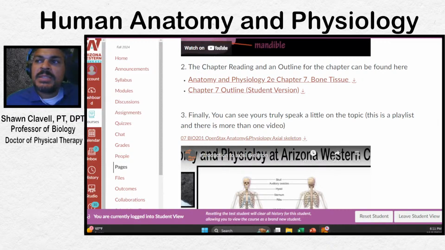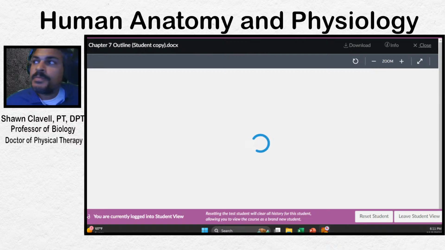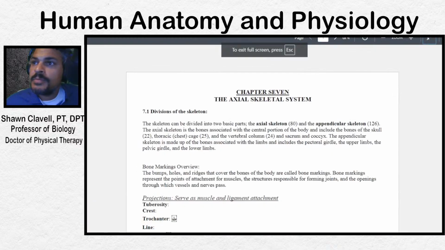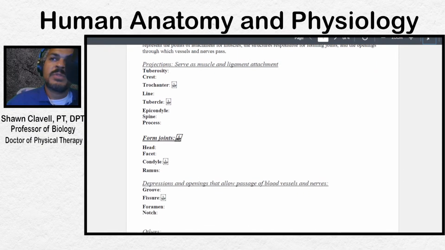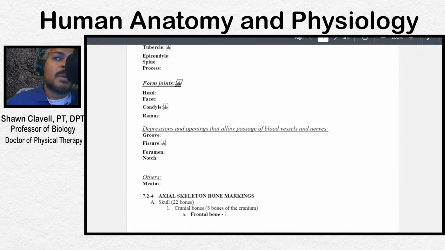So what do I say here? One of the big things that you want to identify is just go to the outline. You go to the outline here, and the first part goes over some of the projections, the different bony landmarks. Some of these names associated with bony landmarks might be helpful in the sense that they are associated with different types of features.